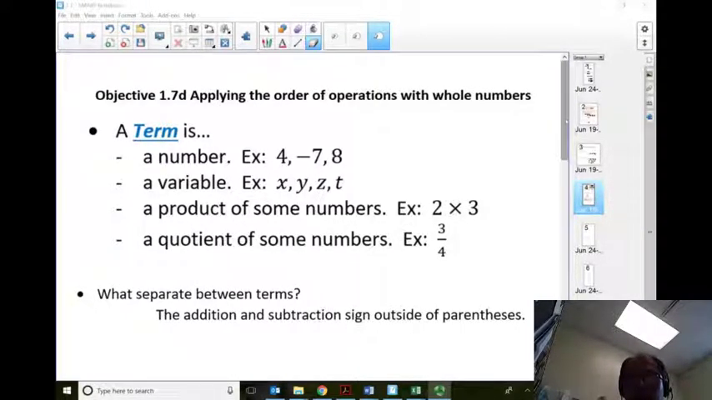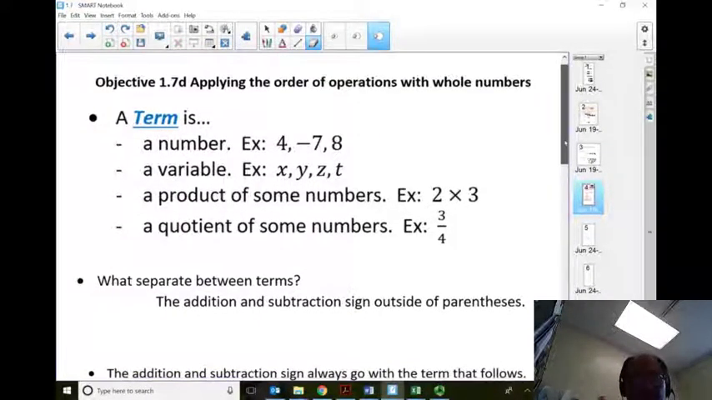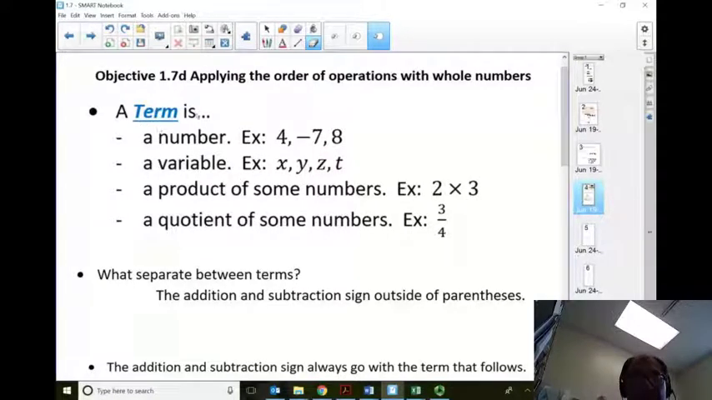So before I show you order of operations, I want to talk about this word called a term. This is an algebra word. I want to go ahead and introduce it in this video. What is a term? A term is like an object. On paper, a term is a number. Any number that you see is considered a term, like 4, -7, and 8.